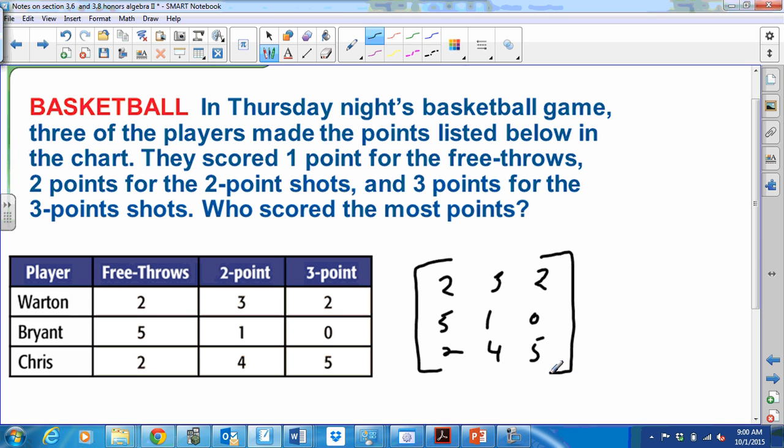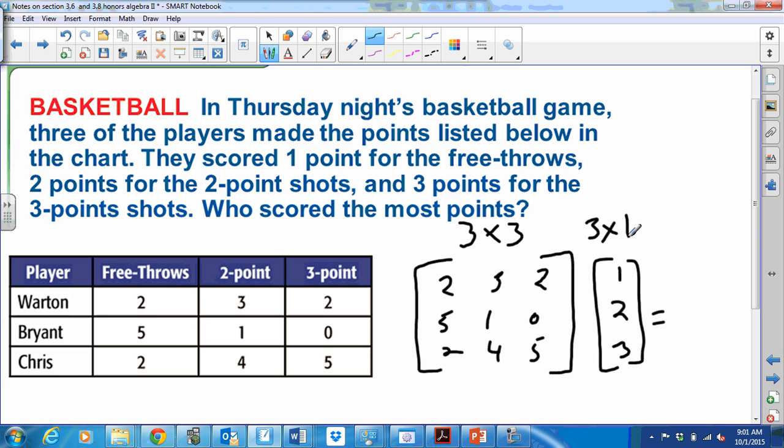And those are the players Wharton, Bryant, and Chris. Now it said for each free throw, they got 1 point, 2 points, and 3 points for the various shots. And so I'm actually not going to put these in and multiply it for time's sake, but that's how you would set up this problem. And when you multiply it out, because you have a 3 by 3 by a 3 by 1, you're going to end up with a 3 by 1 matrix. That'll be your answers. Wharton's score will be on the top, Bryant's will be in the middle, and Chris's will be at the bottom.